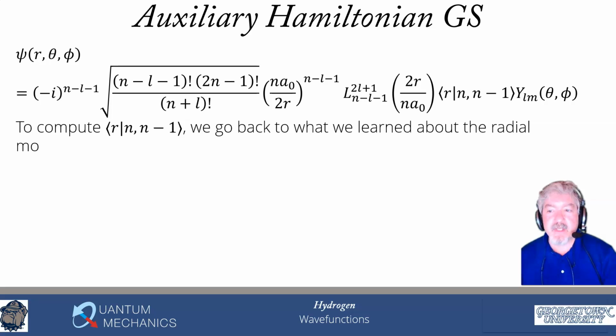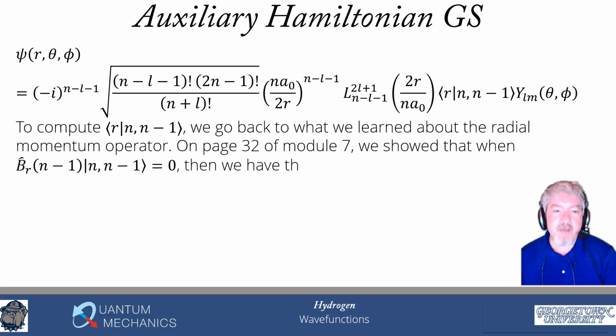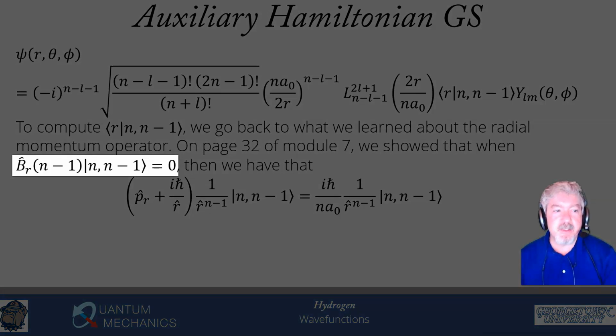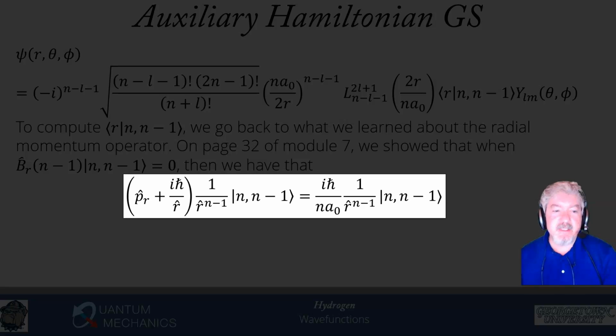We're going to go back to that exercise that might have seemed a little bit cryptic that we did on page 32 of module 7, where we showed that when we have this subsidiary condition, which turns out to be B_R of n minus 1 acting on n comma n minus 1 equals 0, then this operator p hat r plus i h bar over r hat acting on the state 1 over r hat to the n minus 1 n comma n minus 1 is equal to i h bar over n a0 times 1 over r hat to the n minus 1 n comma n minus 1. That's an eigenvalue eigenvector relationship. The eigenvalue is pure imaginary. That's because the operator is not Hermitian.